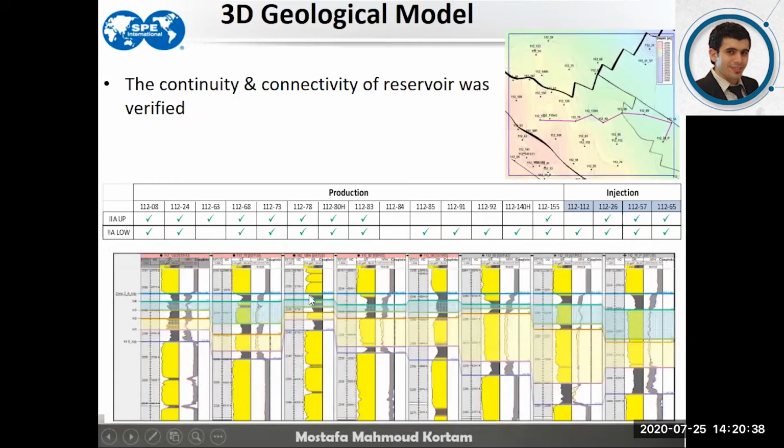That is the same story for a different arrangement, a cross section that cuts the reservoir from east to west.